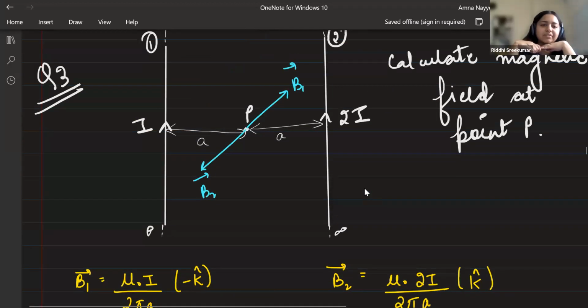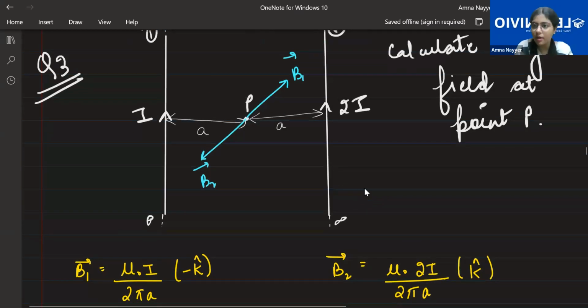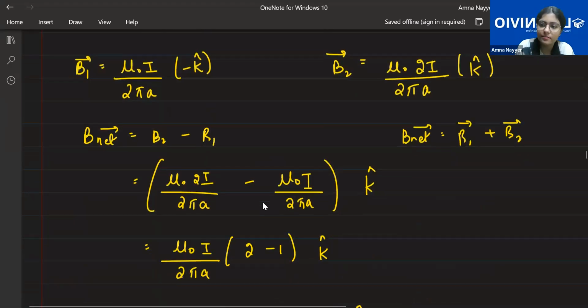Other than that, what you can do for your surety, B2 is mu naught 2 times I by 2 pi a. This is mu naught I by 2 pi a. At least we are able to identify B2 is greater than B1. So if two vectors are there, if one force is acting 50 Newton, one is 2 Newton, the resultant will be towards the 50 Newton. So that clearly shows that the net direction will be along positive k cap.